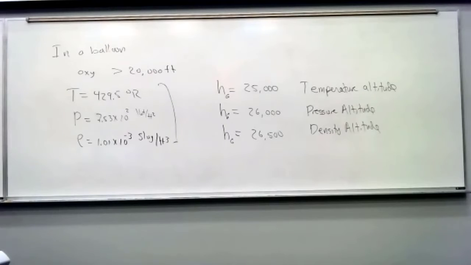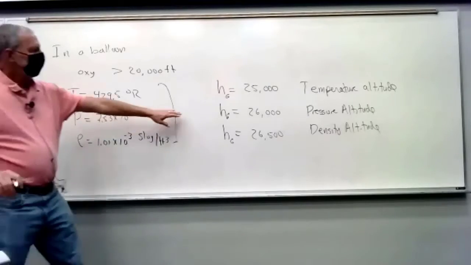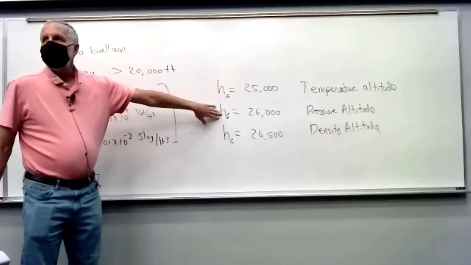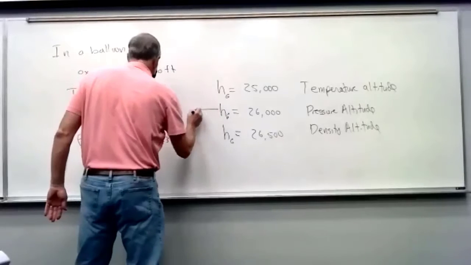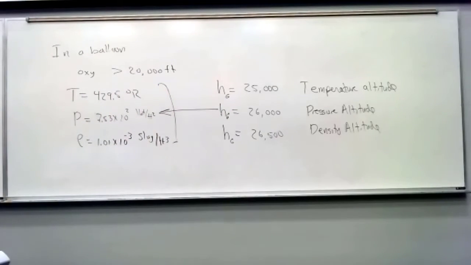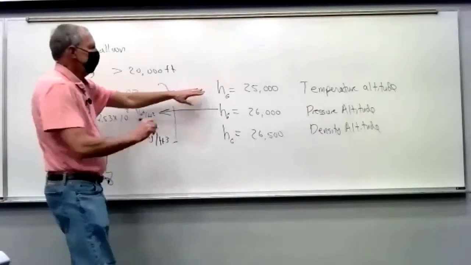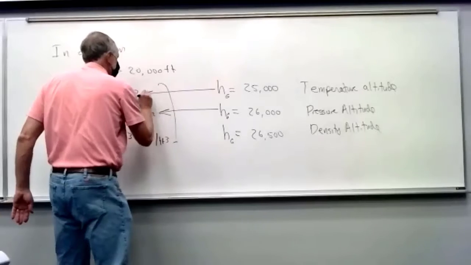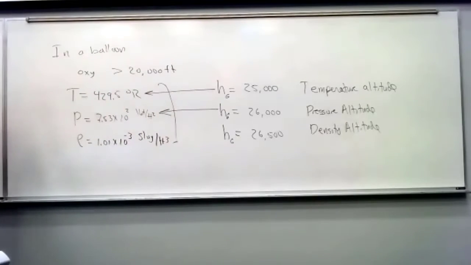So when you're working some problems, it might say the pressure altitude is 26,000 feet. That means that you get the pressure from that altitude that they're giving you. If the problem says that the temperature altitude is 25,000 feet, then you know you have this temperature. If they just say altitude, then you read standard atmosphere for all of the values.